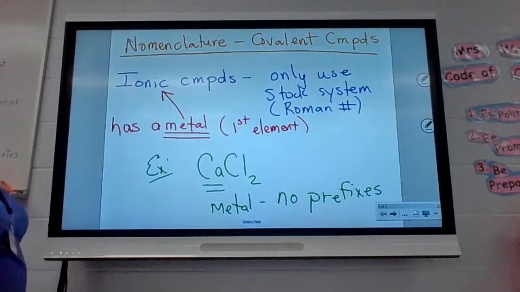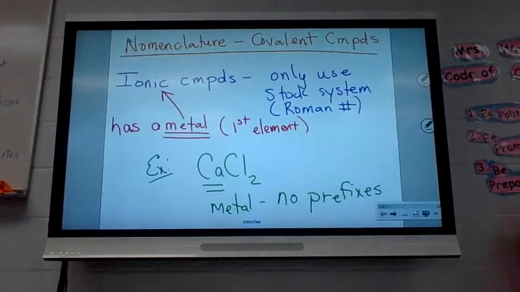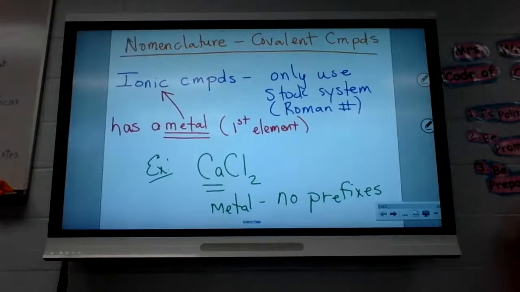Even though after I teach this today, some of y'all are going to be like, Swallow, why can't we use these prefixes? That's so much easier. I like the prefixes. What do you mean prefix? I'm getting ready to teach you how to do that in a little while.